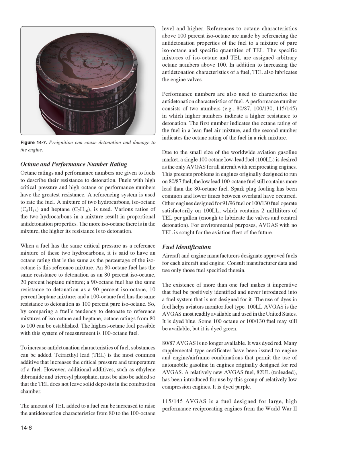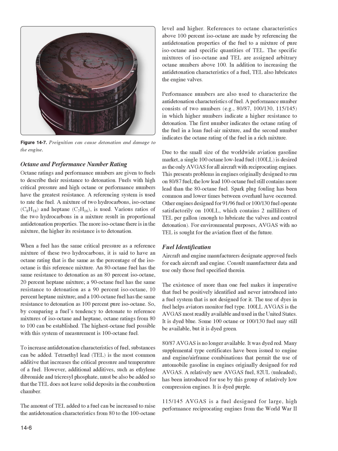The existence of more than one fuel makes it imperative that fuel be positively identified and never introduced into a fuel system that is not designed for it. The use of dyes in fuel helps aviators monitor fuel type. 100 LL avgas is the avgas most readily available and used in the United States. It is dyed blue. Some 100 octane or 100-130 fuel may still be available, but it is dyed green. 80-87 avgas is no longer available.